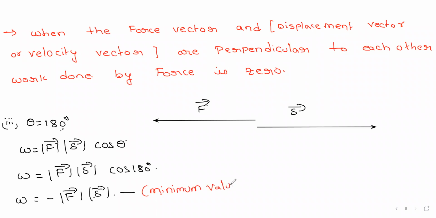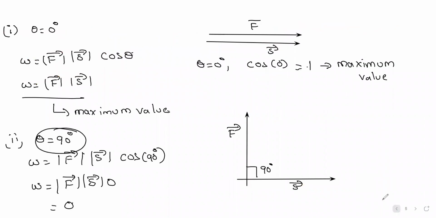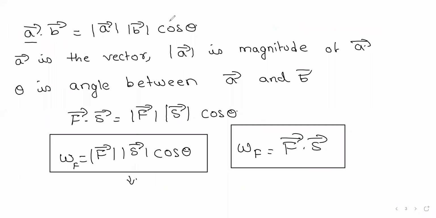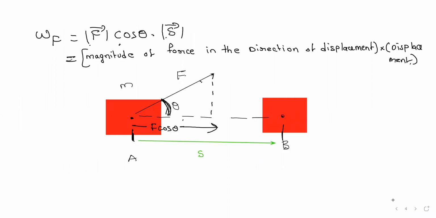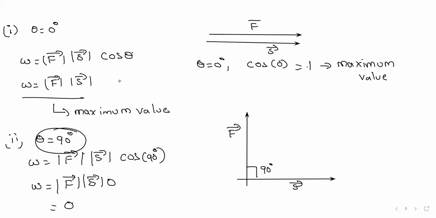Minimum value of work done. So important points to remember here are: first, work done by a force is F dot S. Second, work done by a force is mod F into mod S into cos theta. Third, when theta is equal to 0 degrees, work done is maximum.